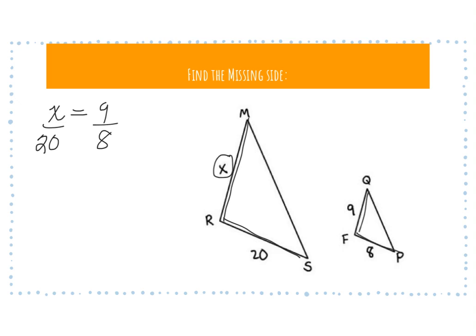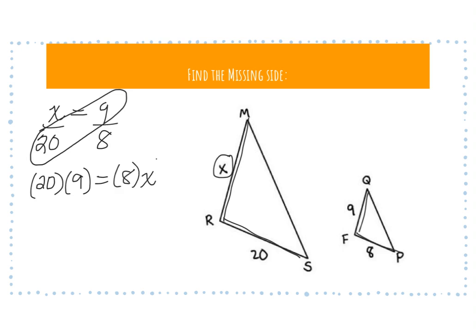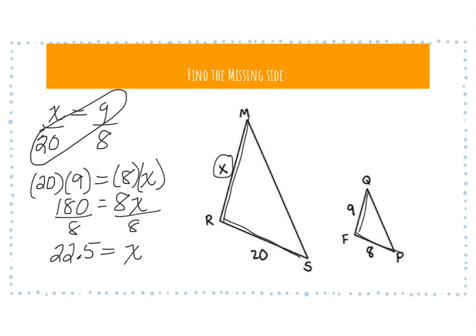Let's do our cross products. So I have my 20 multiplied by 9 would be equal to an 8 multiplied by x. So 180 is equal to 8 sets of x. Divide by 8 on both sides, and your missing side of x is 22 and 5/10, or 22 and a half.